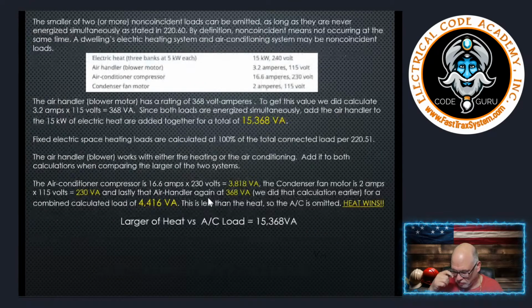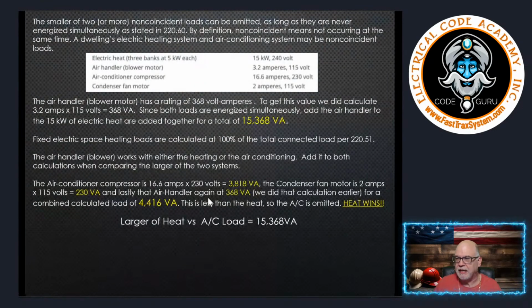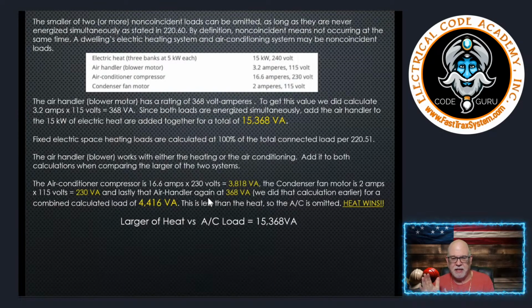All right, so next thing we're going to move on to is the air conditioning loads. Now, one of the things that I tell people all the time is when we're doing a dwelling unit calculation and we talk about something called a non-coincident load, we always like to use AC versus heat because typically they're thermostatically controlled. So when the heat's on, the AC's not. When the AC's on, the heat's not.